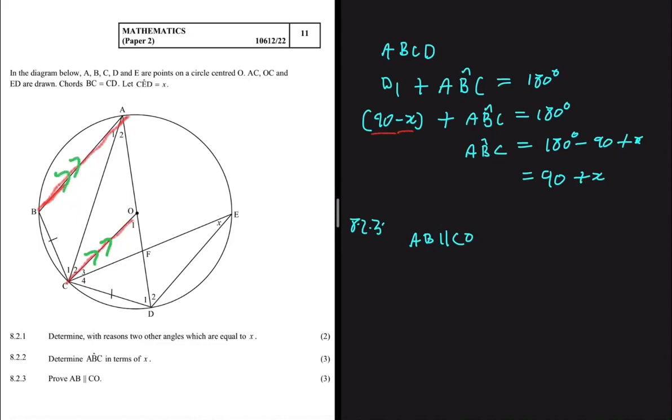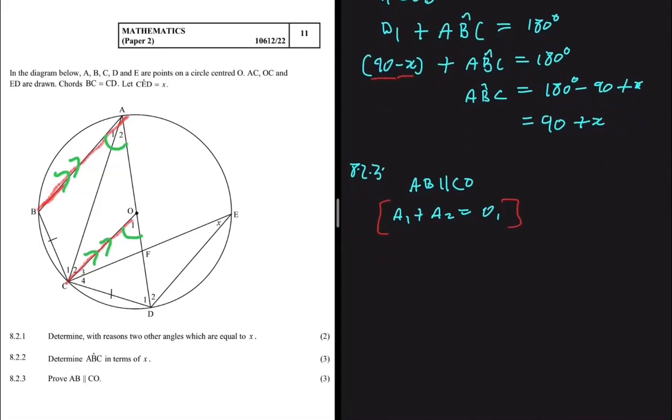If they're parallel, then this angle here, A1 plus A2, should be equal to angle O1, right? Corresponding angles, right? So we're saying that we need A1 plus A2 to be equal to O1. This is what we are required to prove, essentially, right? So let's see what we can do here. We know that A1 is x and A2 is x, right? So A1 plus A2 should be equal to x plus x. So this is equal to 2x. So if we find a way to say that O1 is equal to 2x, then we are done with our problem, right?